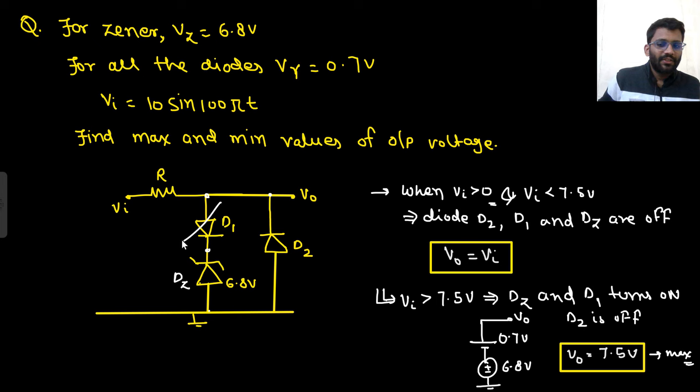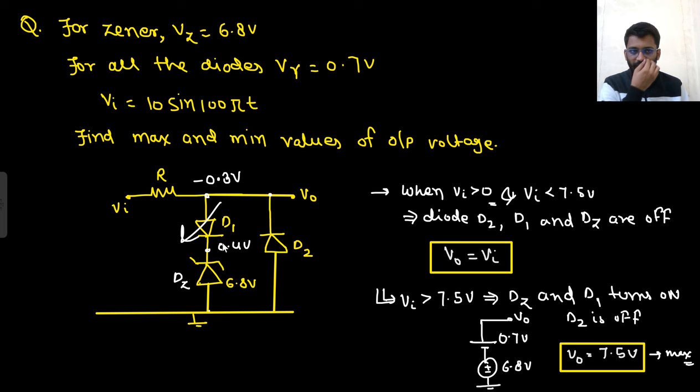For Vin less than 0 and greater than minus 0.7 volt. Here I should write and. So if it is less than 0, this will be off only, right? Even if it turns on, let's assume this is minus 0.3 volt. It is less than 0. Let's assume it turns on. So what will happen? How much voltage will come here? 0.4 volt. Will it turn on this device? No, because N will have a positive potential. So it will be off only, right?